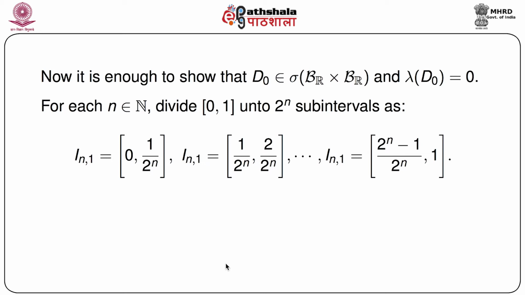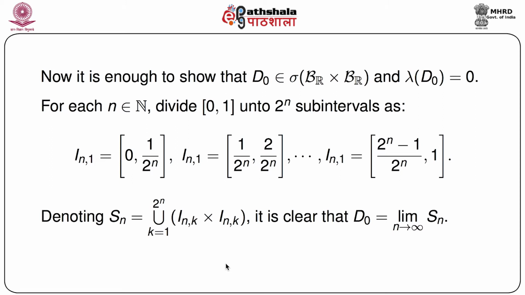So let us do one interesting thing: let us divide the closed interval 0 to 1 into 2 to the power n subintervals, where n belongs to the set of natural numbers. We denote these subintervals as I n,1 equals 0 to 1 by 2 to the power n, closed; I n,2 equals 1 by 2 to the power n to 2 by 2 to the power n, again the closed interval, and so on, up to I n,2^n equals 2 to the power n minus 1 by 2 to the power n to 1, that is 2 to the power n by 2 to the power n. So this is the way we define 2 to the power n subintervals.